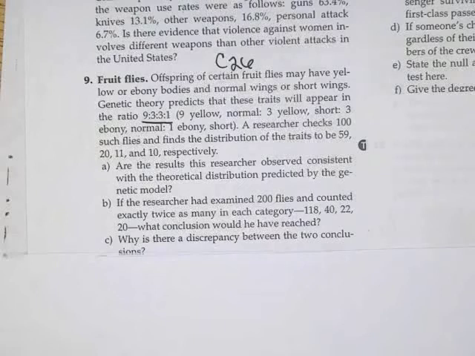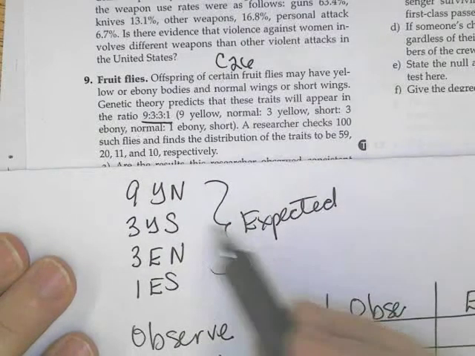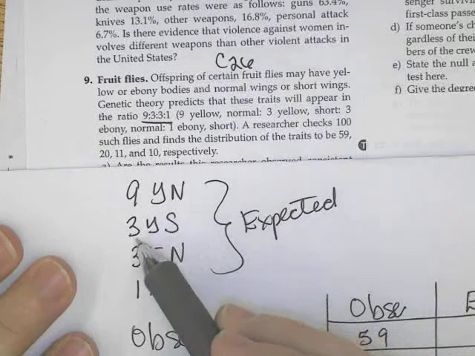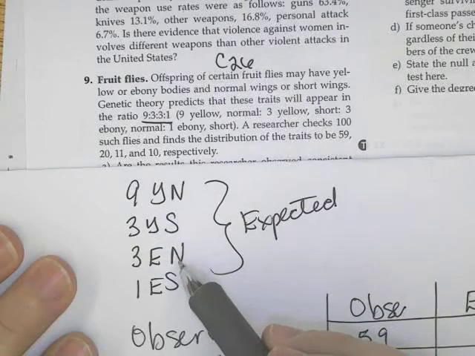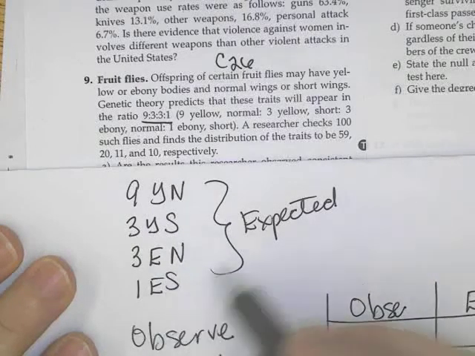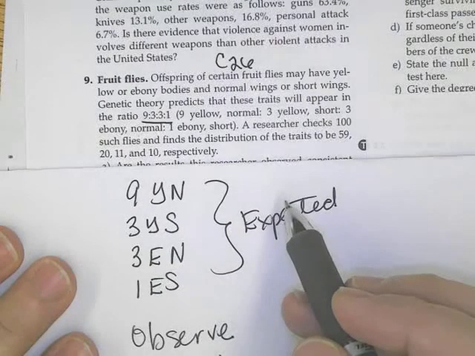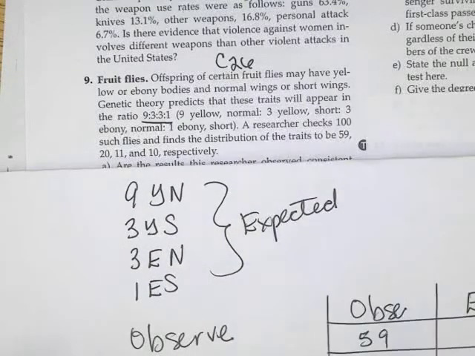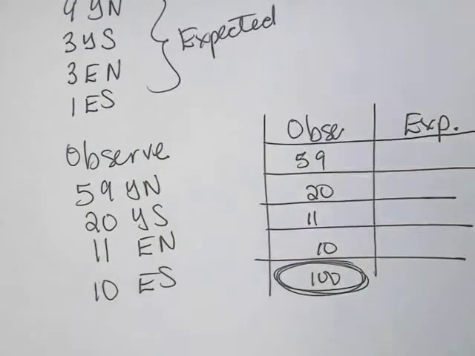So I kind of wrote the numbers down. That means you're going to have 9 yellow normal wings, 3 yellow short wings, 3 ebony normal wings, and 1 ebony short wing. Those are the expected. And then a researcher checks 100 and finds these, and so I've written all those down. Okay, there's 59 yellow normal wings, 20 yellow short, 11 ebony normal, and 10 ebony short.